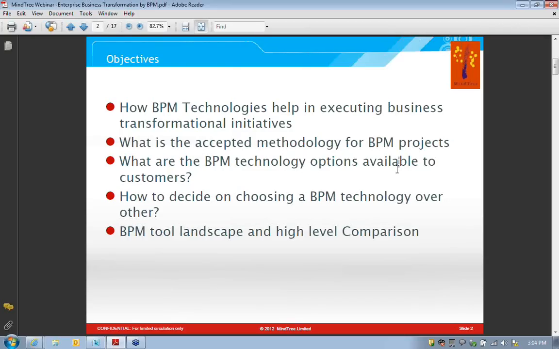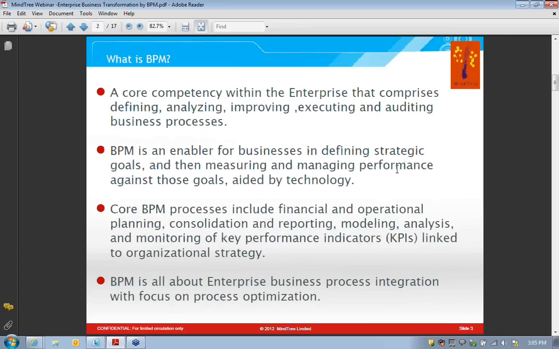Then the current BPM tool landscape, as such, what are the options available to enterprise customers, and a very high level comparison of one over another. Subsequent to this, we can have a set of queries and answer sessions. Moving on to slide number 3. During the course of this discussion, I would encourage you to type your queries and it can go ahead.